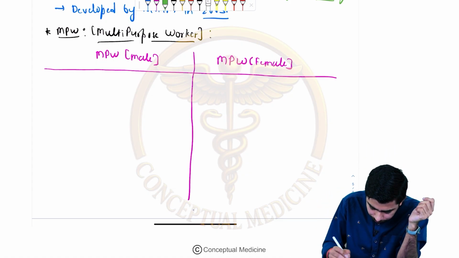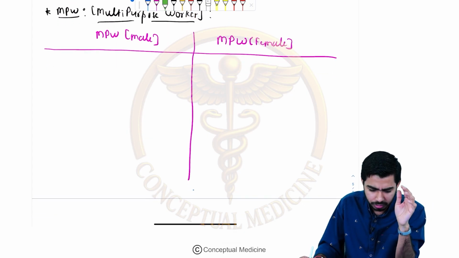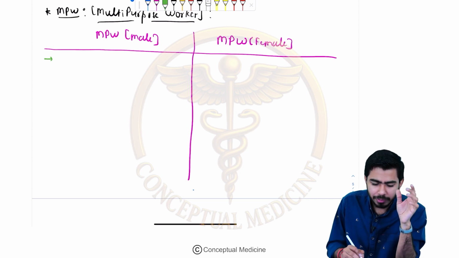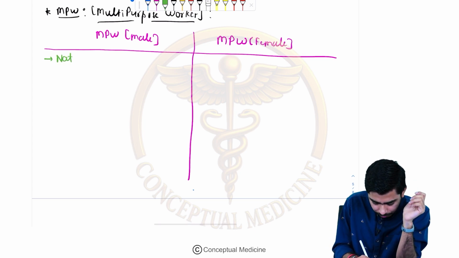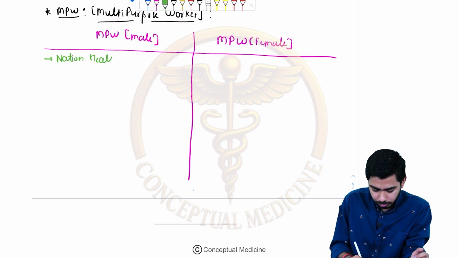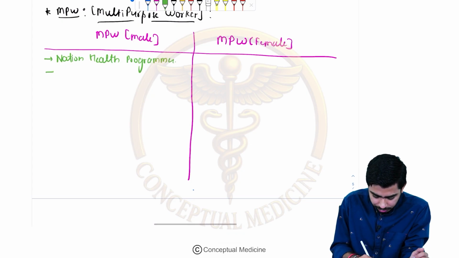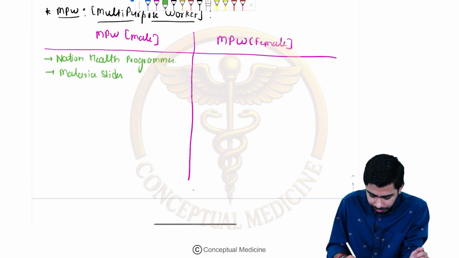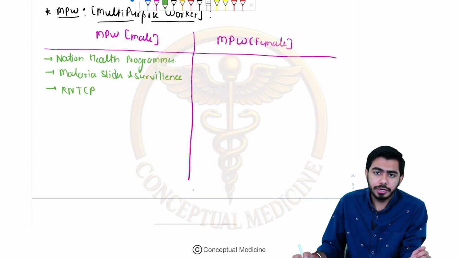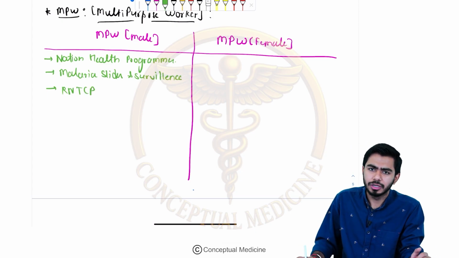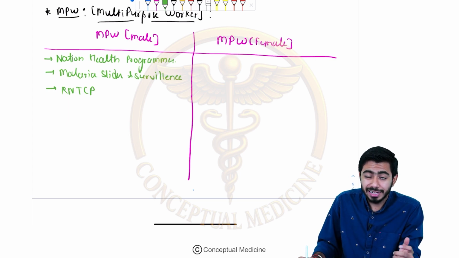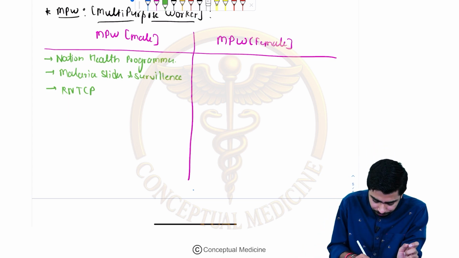So over here we are talking about the multi-purpose worker male. I'm starting with that. They will be taking care of national health programs, okay. Then they will be taking care of malaria management, malaria slides, right, and surveillance of the malarial slides in the area, right. Then the RNTCP is undertaken over here. I will talk about how this tuberculosis program is managed in the tuberculosis segment.